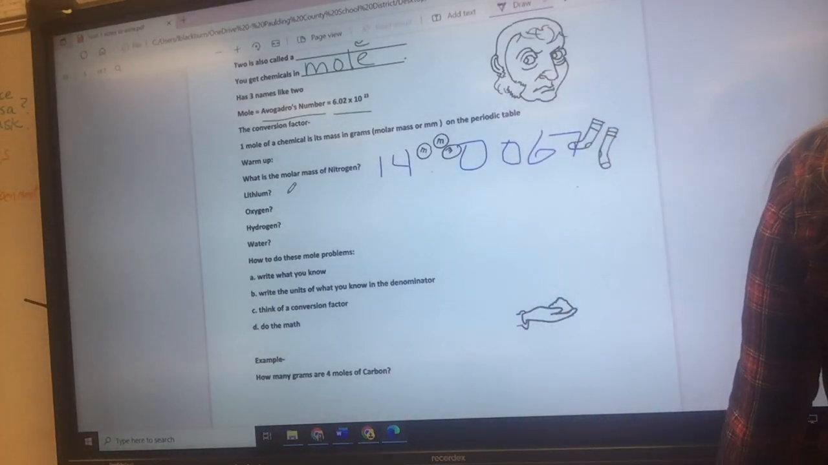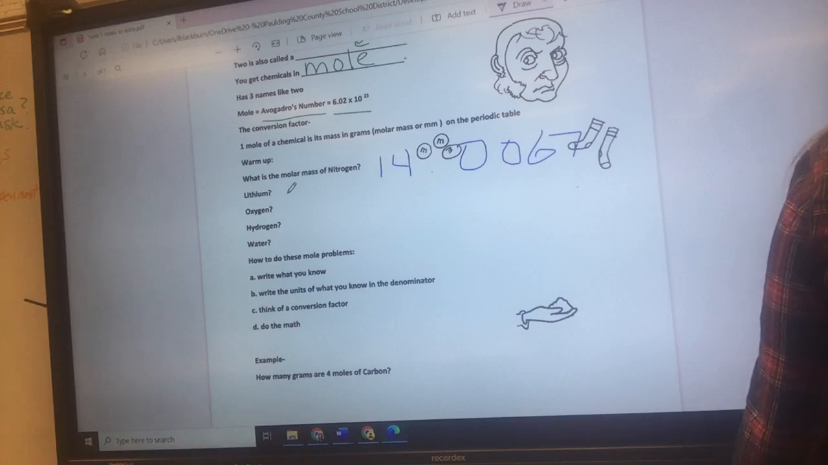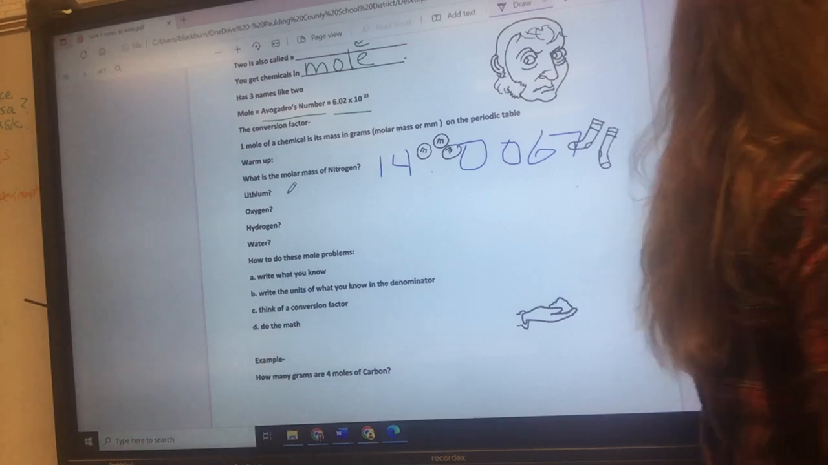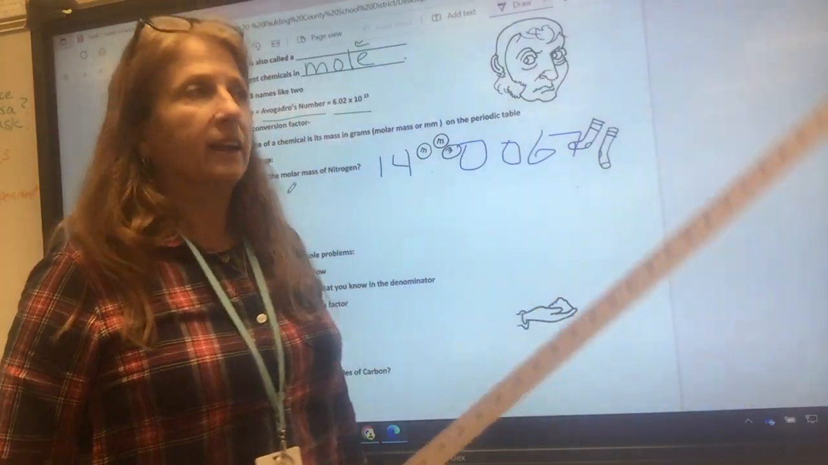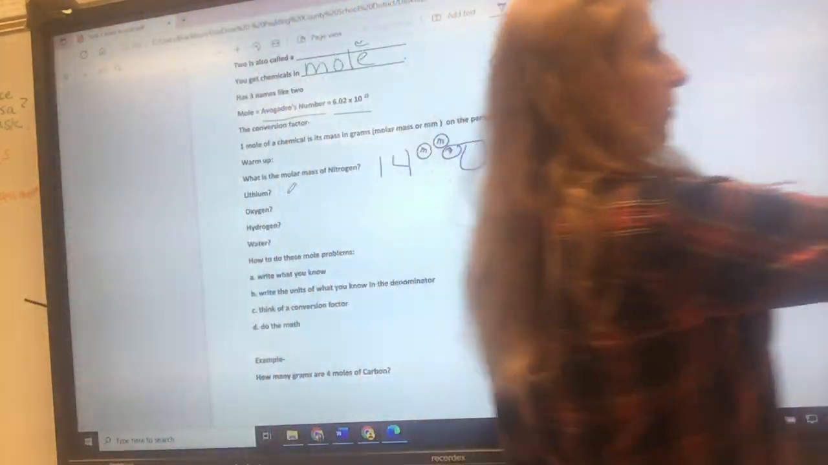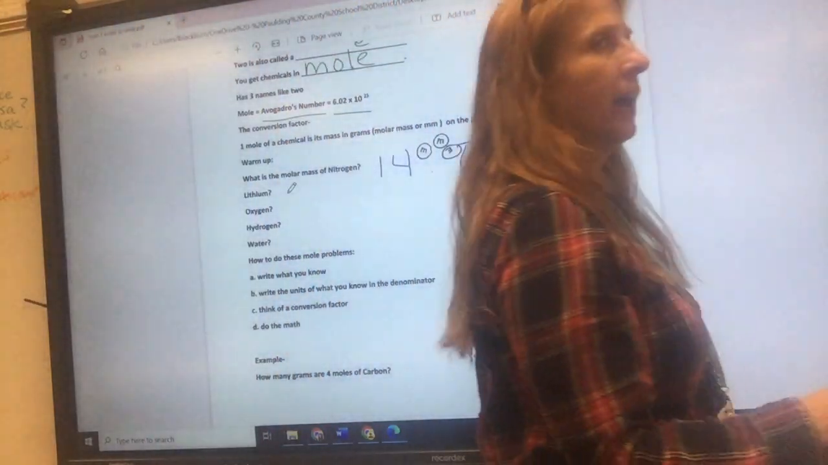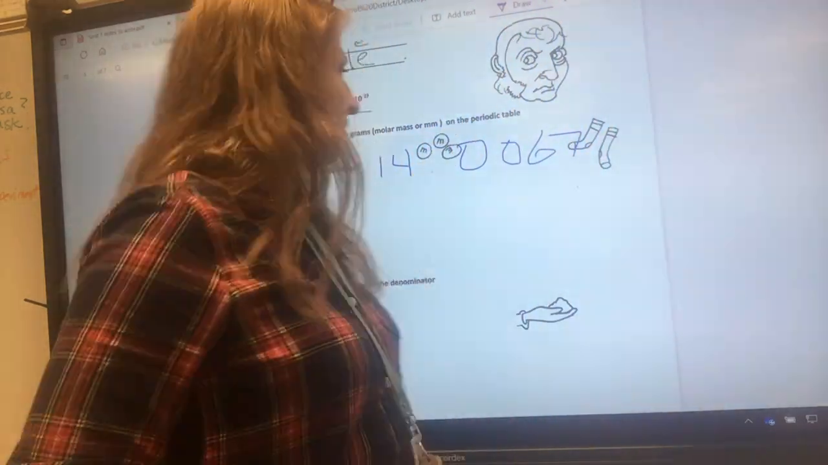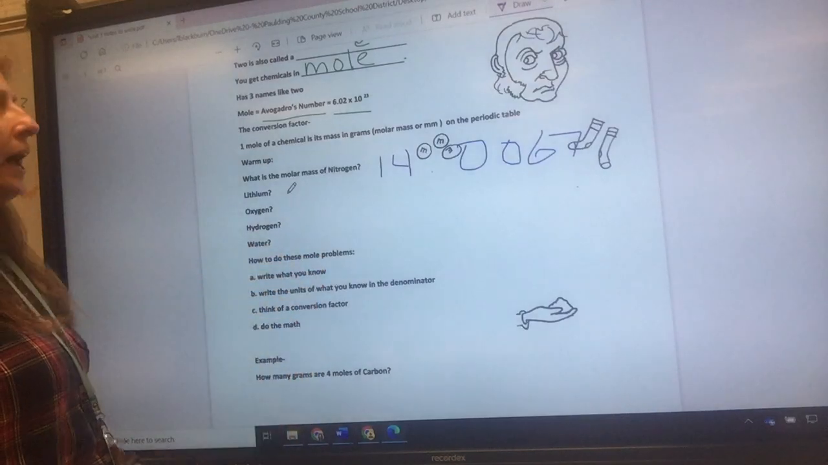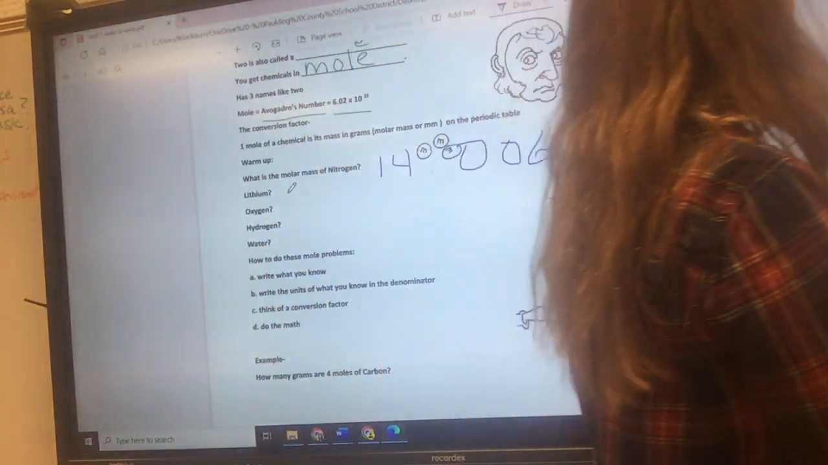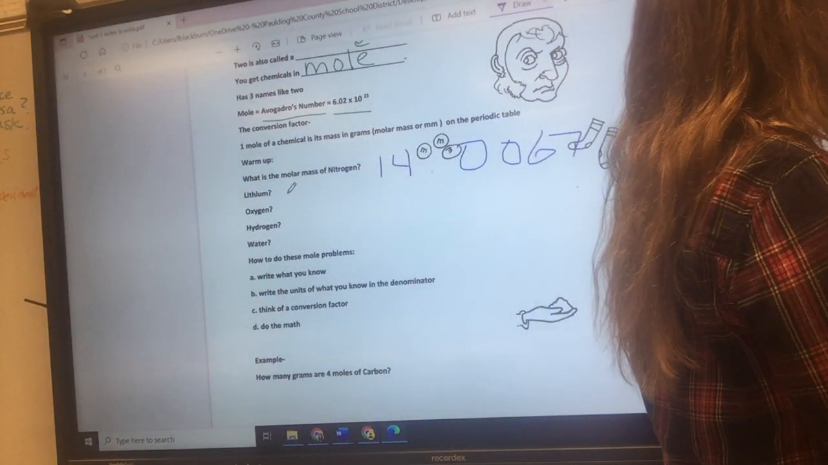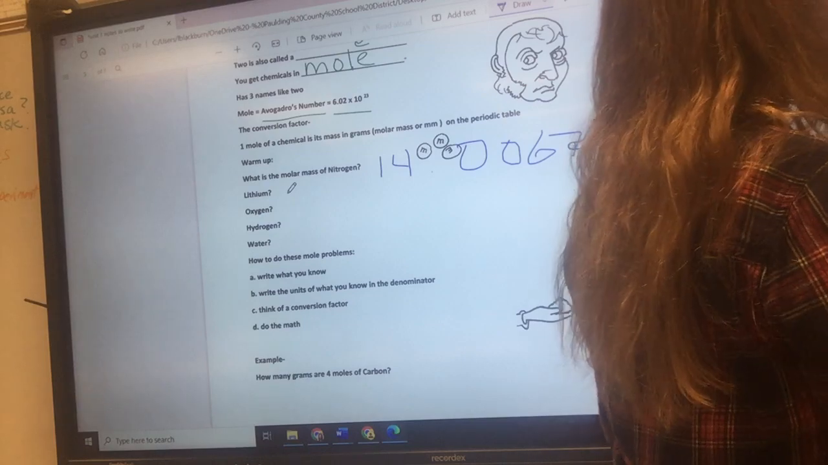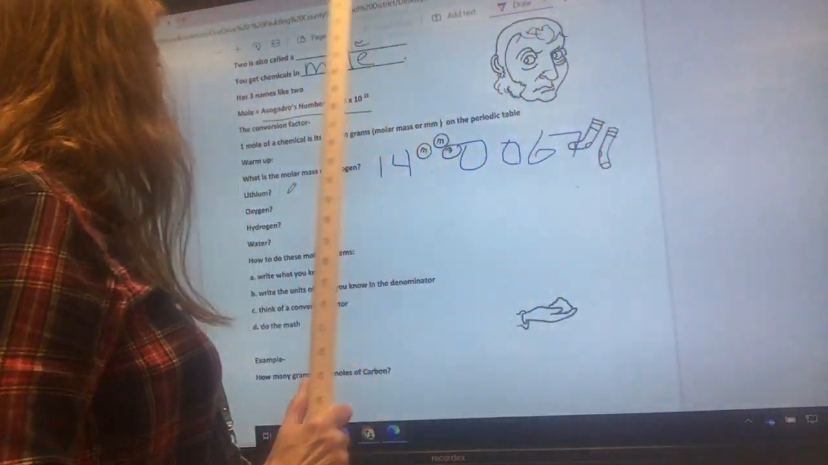What about oxygen? Can you read that one? 15.9994. Now, in college, a lot of times they will make you use 15.9994. I'll let you round it to 16. Okay, so it's a little bit easier. Now, what about hydrogen? What's the molar mass of hydrogen? 1.00795.